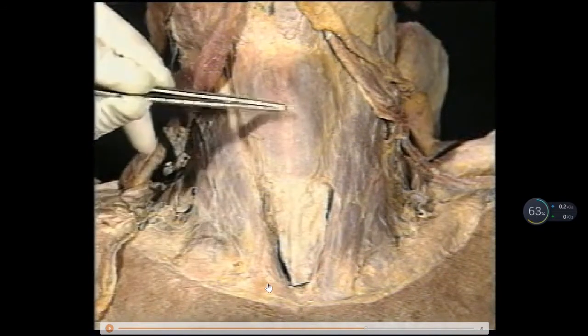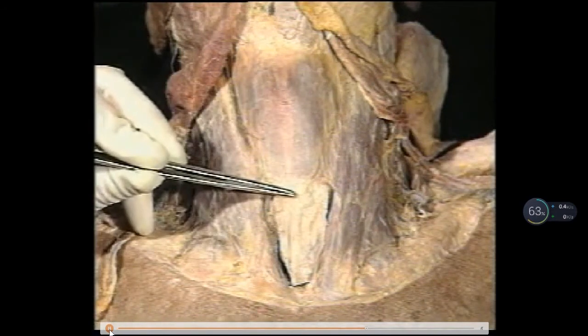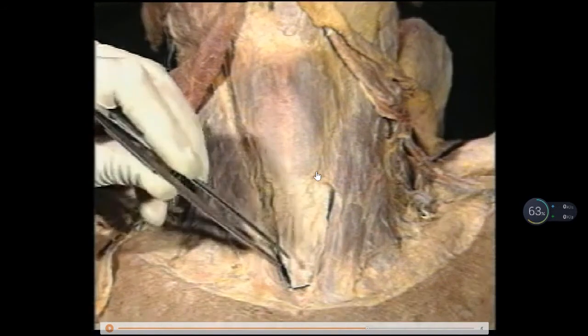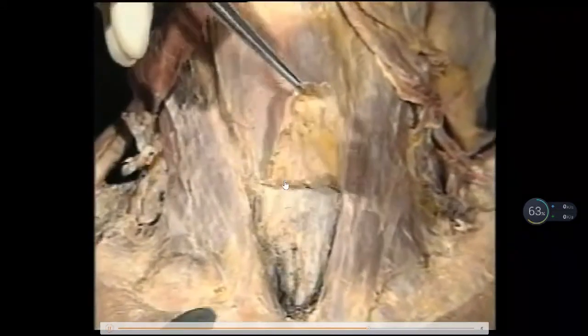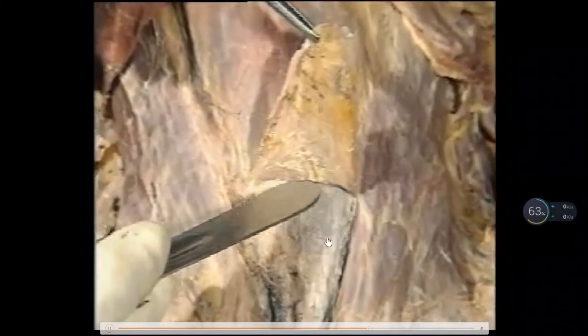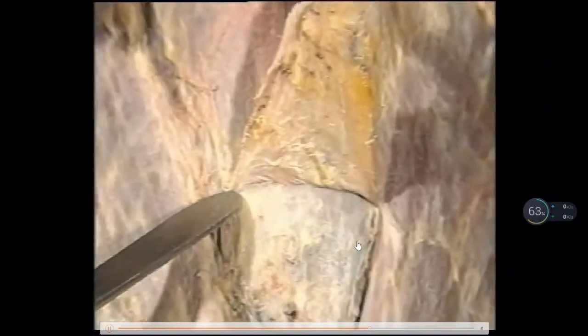Now here, this is the jugular notch of the sternum, or upper border of the sternum. Here, this is the laryngeal prominence, a structure of the thyroid cartilage. Between them, the midpoint. This midpoint is just the upper border of this suprasternal space.